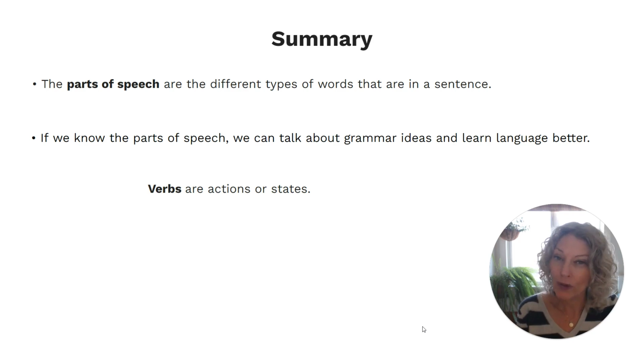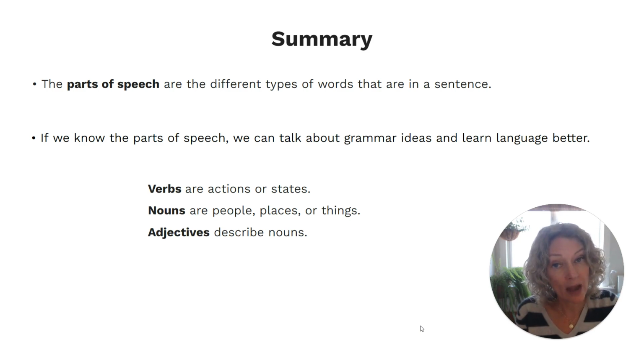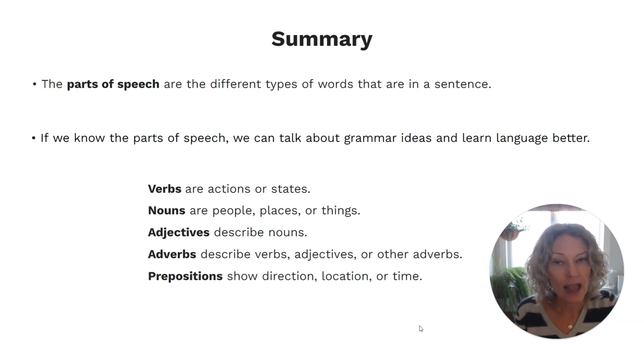And so what were those parts of speech we learned about? We learned about verbs, which are actions or states. We learned about nouns, which are people, places, or things. We learned about adjectives, which describe nouns. We learned about adverbs, which describe verbs, adjectives, or other adverbs. And we learned about prepositions, which show direction, location, or time.